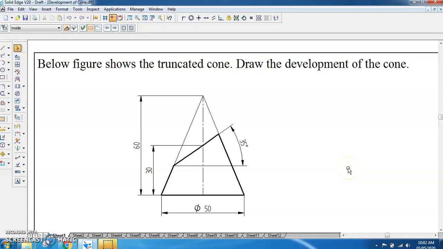Welcome to the session on engineering graphics. In today's session, we are going to see the development of the cone.